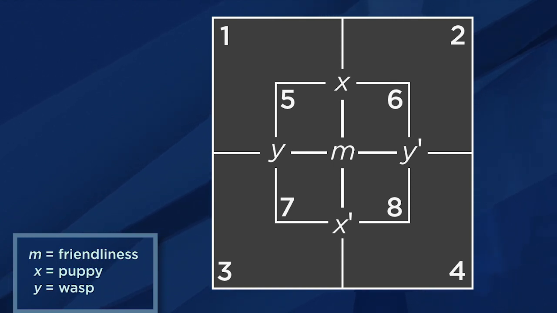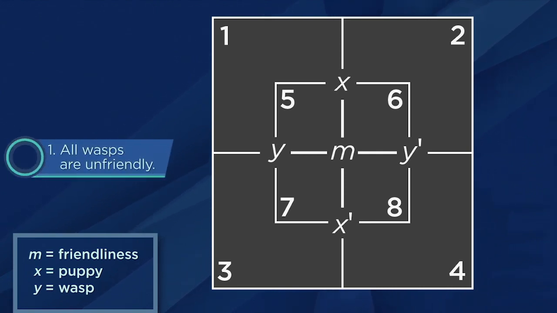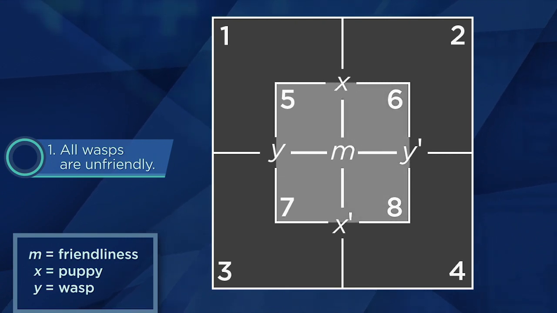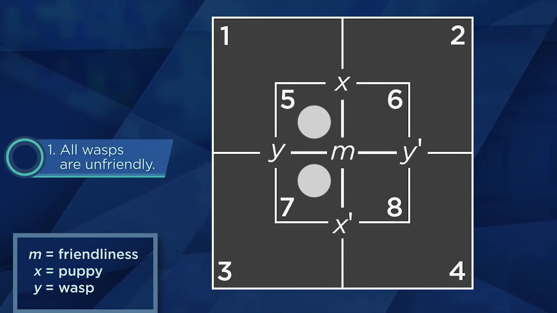The region inside the small square represents friendliness, while the region outside the square refers to unfriendliness. Let's now fill in our diagram. Statement 1 says that all wasps are unfriendly. That's equivalent to saying no wasps are friendly. Friendly wasps, if there were such a thing, would be found in regions 5 and 7. Do you see why? It's because wasps are found in the regions to the left of the vertical line, and friendly things are found inside the central square. So these regions receive gray counters.